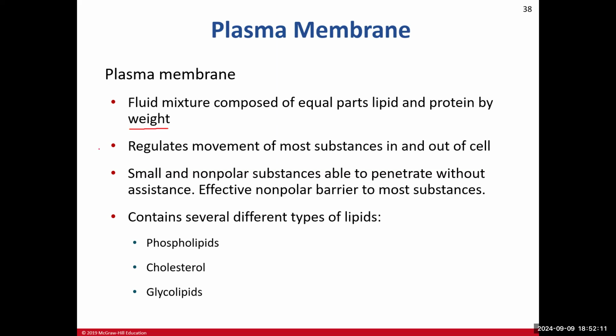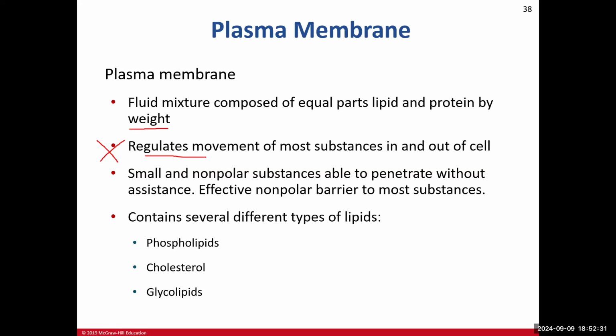So this next statement here could not be more true. This structure regulates. What does that mean? Regulates. Yeah, it's going to be selective. It's going to pick what can enter into the cell and what can't enter into the cell. It's going to control that.